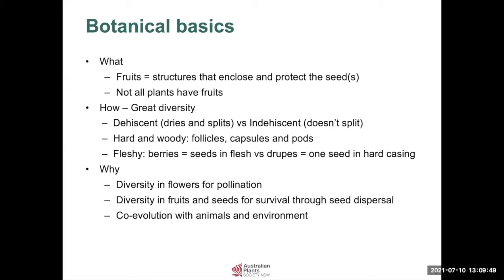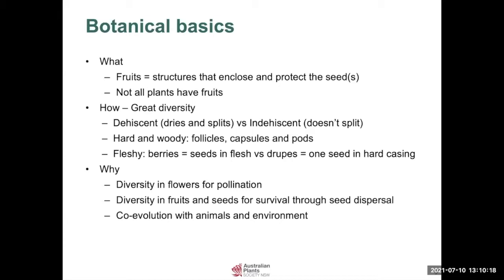Probably the easiest way to think about diversity is the hard and woody fruits, which might be called follicles, capsules, or pods. And then at the other end of the spectrum, we've got those very fleshy fruits. And there are two terms that come up there to describe fleshy fruits. That's berries that have the seeds in the flesh versus drupes that just have one seed in a very hard casing. So as we'll see, there's certainly a lot of diversity.